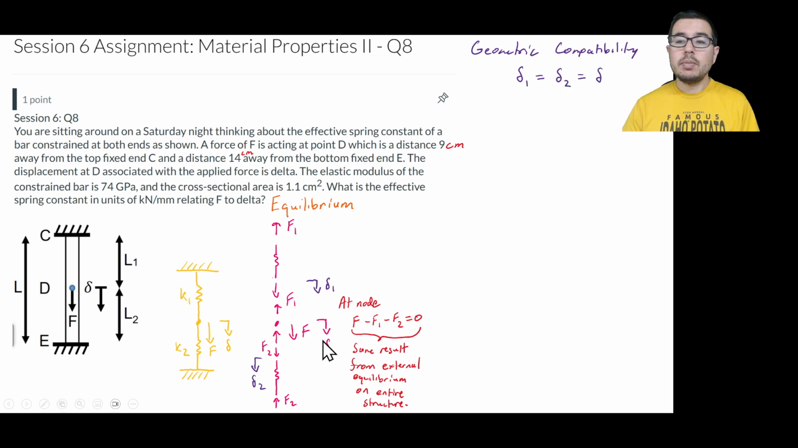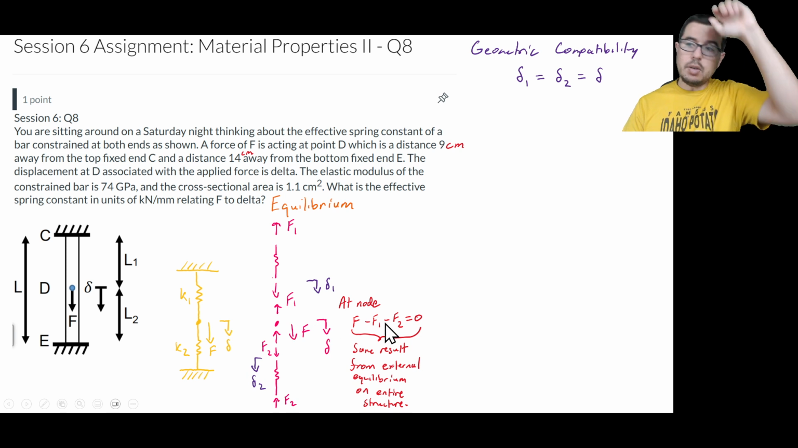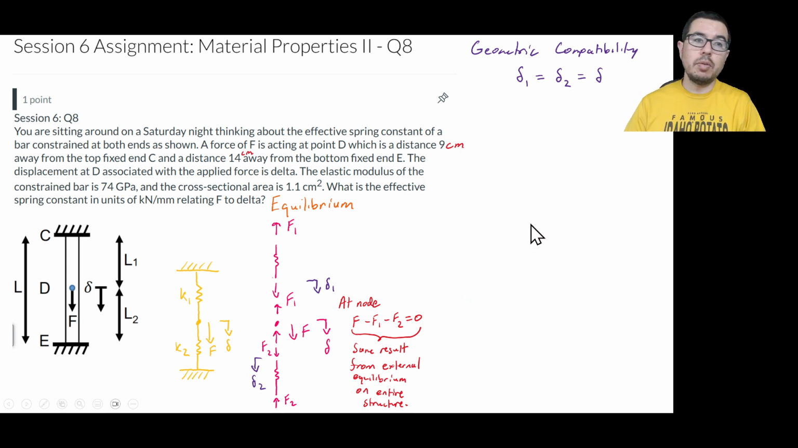So it's reasonable, right, to think, oh, well, if this goes down delta, then the top spring at this location has to go down delta. And the spring over here also has to go down delta. So delta 1 is equal to delta 2 is equal to delta. We're saying that the extension of the top spring is equal to the compression of the bottom spring, displacement speaking, and is equal to delta, the overall deflection of this node. Okay, so that's what we write down for geometric compatibility.